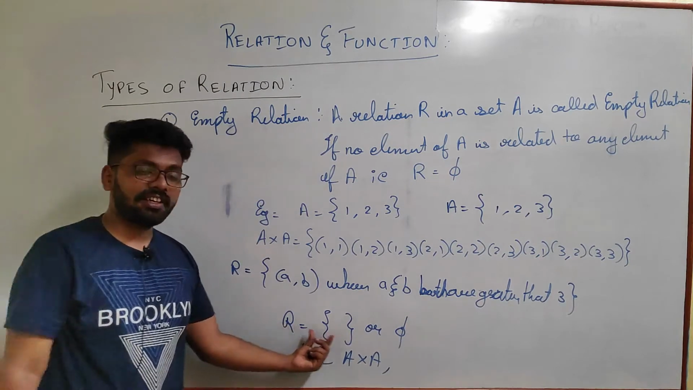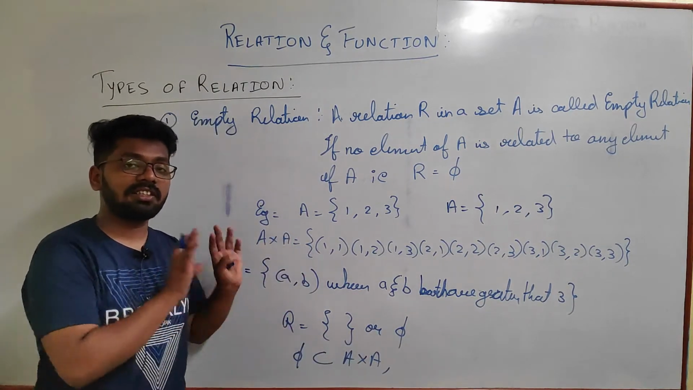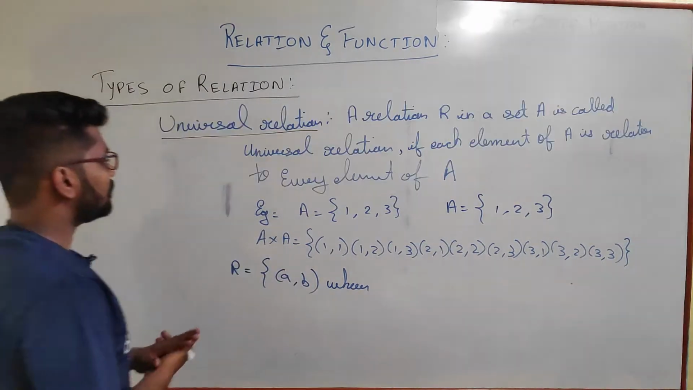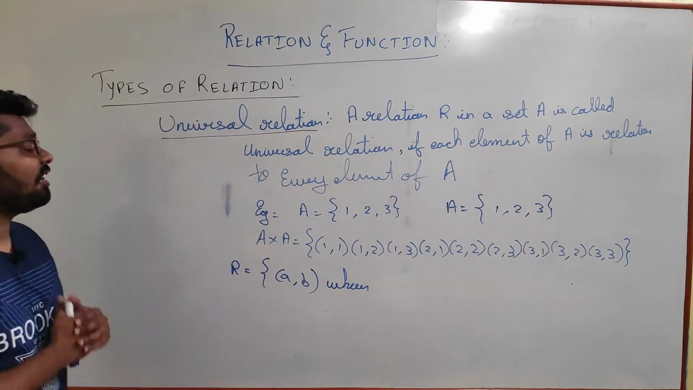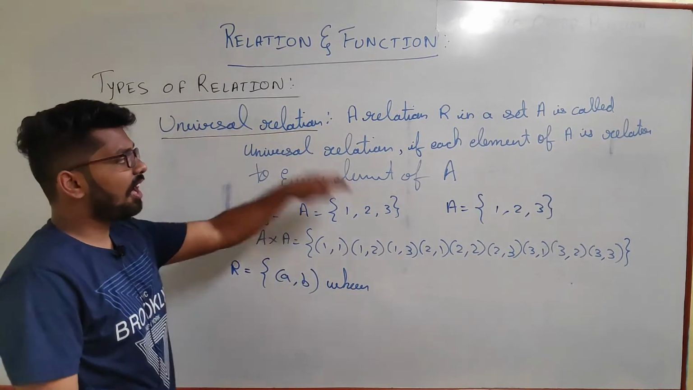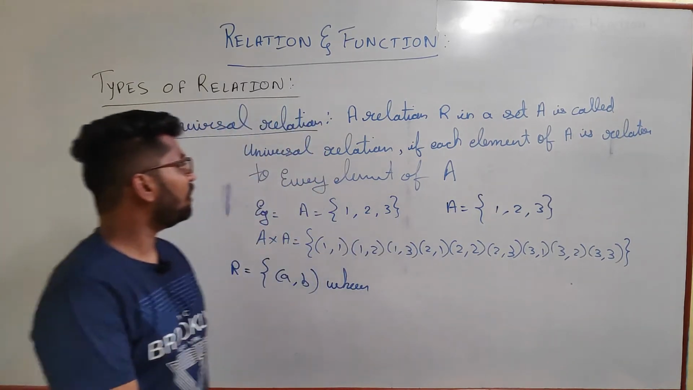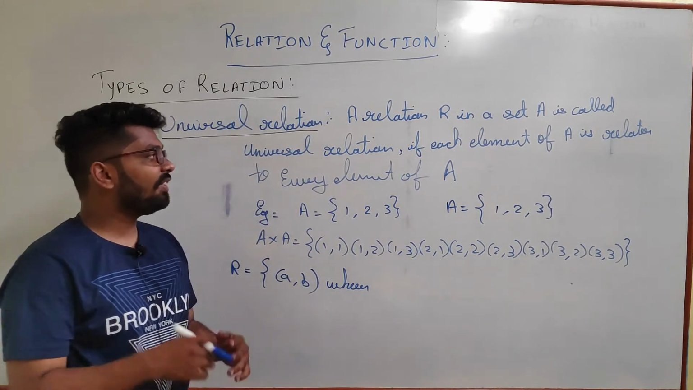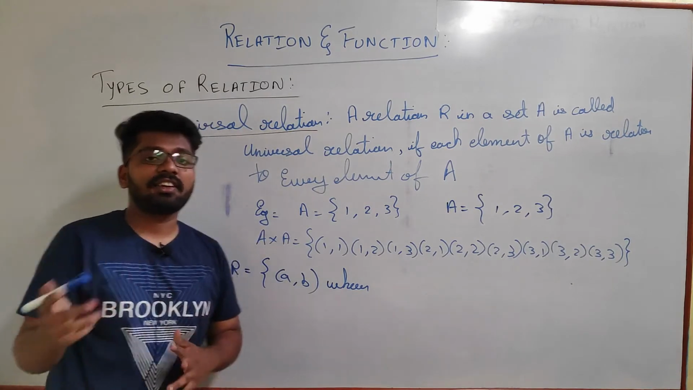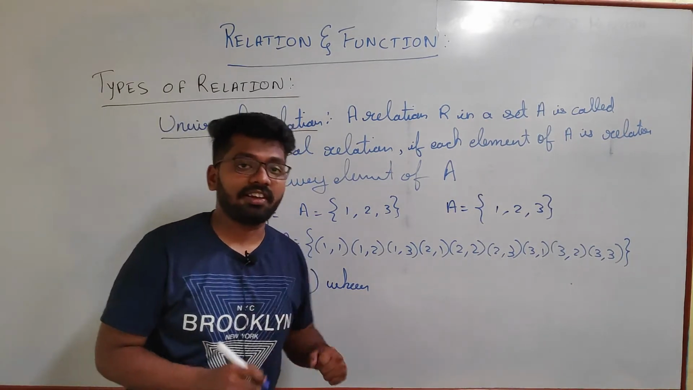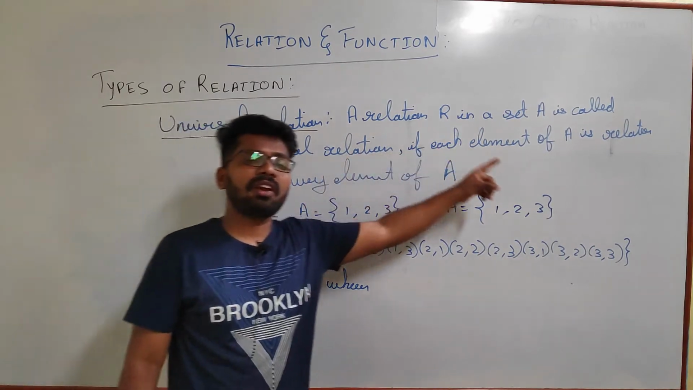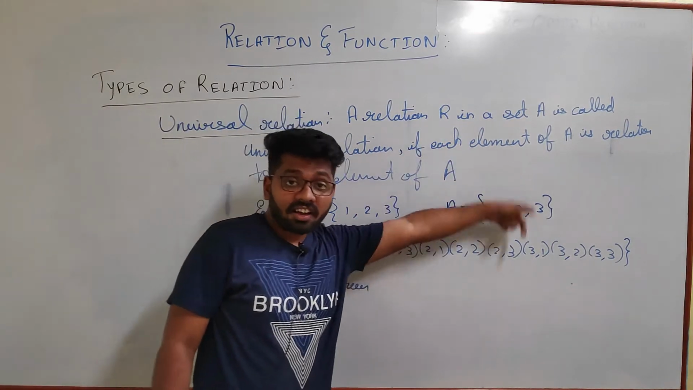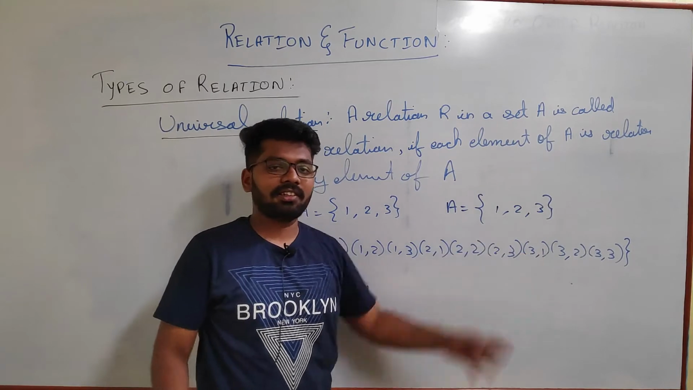Your relation set should be empty, then it is known as an empty relation. Okay, so the second type of relation we are going to study is a universal relation. So let us read out the definition. A relation R in a set A is called universal relation if each element of A is related to every element of A. It means what? Each element of the set A should be related to every element of the another set A, which is basically the same thing.